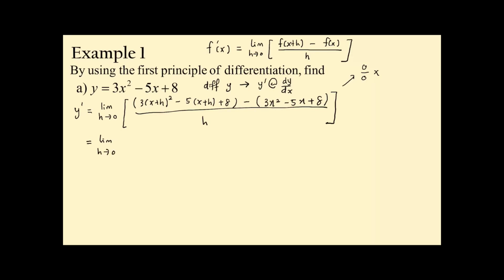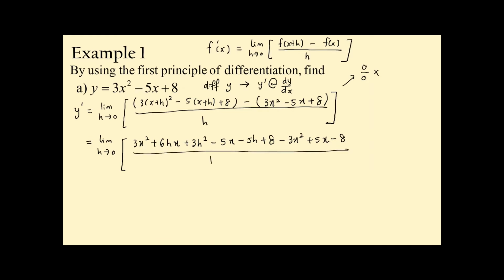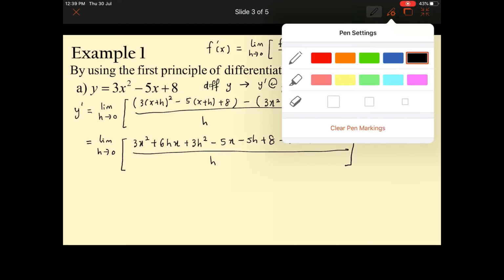So first step that I would do is basically expand all your bracket here. So here 3 of x plus h squared, I open up the bracket, so we will get 3x squared plus 6hx plus 3h squared. And then that would be minus 5x minus 5h plus 8. And then I also open up the second bracket, so there would be minus 3x squared plus 5x minus 8. And all would be divided by h.